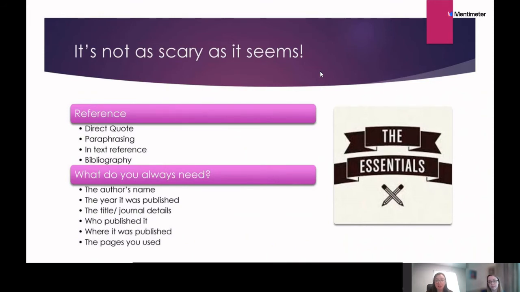Turnitin self-check. So before you even upload your essay, you can check it yourself and see if you need to reference things more or have you copied things. So that's available as well, and the lecturer will have no knowledge of how many times you self-checked your essay. So that's available as well for detecting plagiarism. Oh, fantastic! That's a great resource to have.